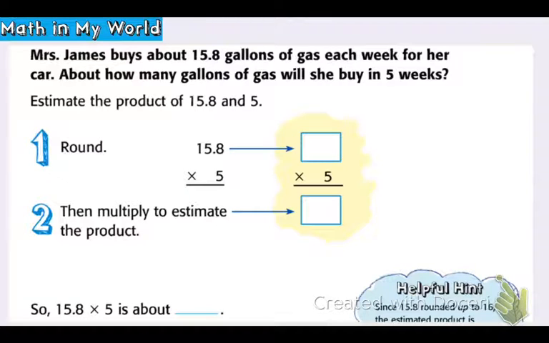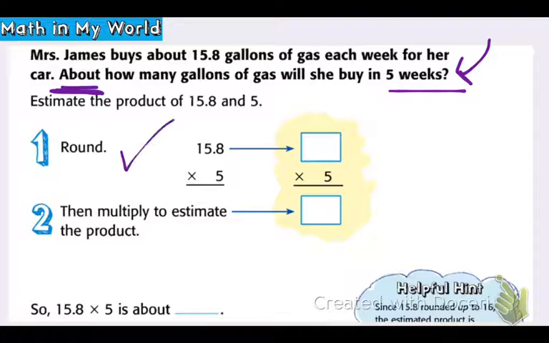Math in my world. Mrs. James buys about 15 and 8/10 gallons of gas each week for her car. About, oh, that's a key word, right? About means not the accurate answer, it's around. About how many gallons of gas will she buy in 5 weeks? Well, there's my question mark, so I have to answer it. How much gas will she buy in 5 weeks? And we're going to look for a rounded answer, right?